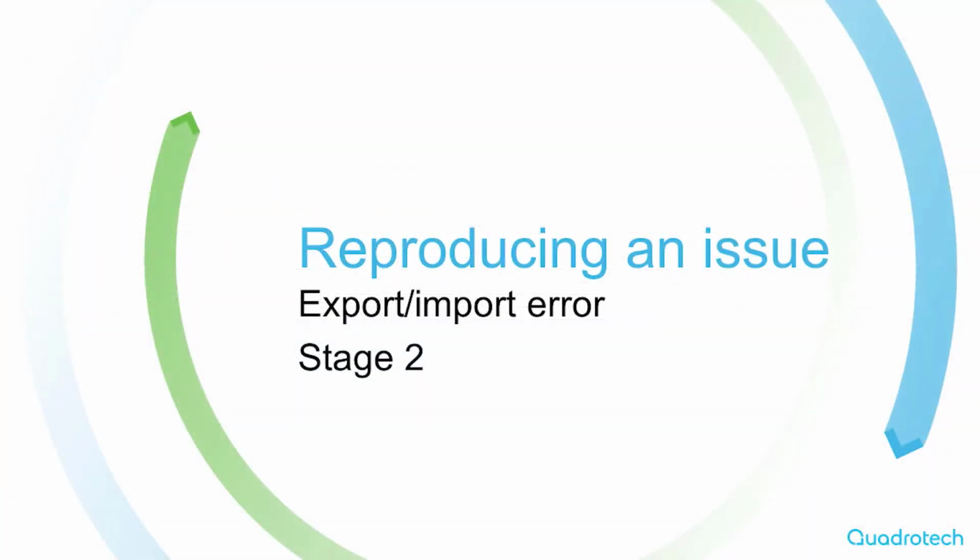Sometimes the thing that we want to reproduce and capture more information about is in stage 2. Perhaps there's a command in the workflow which is failing. Let's take a look at that.